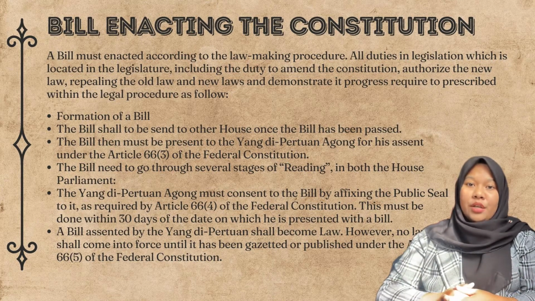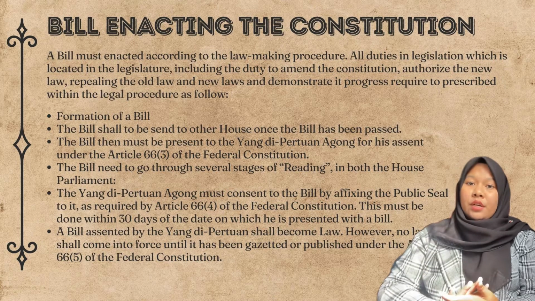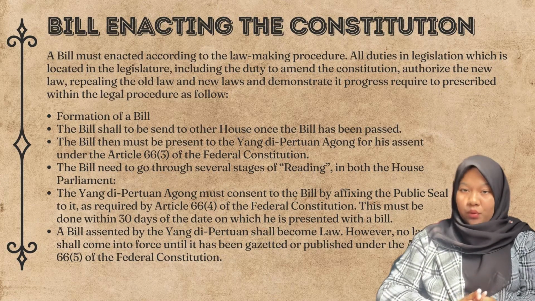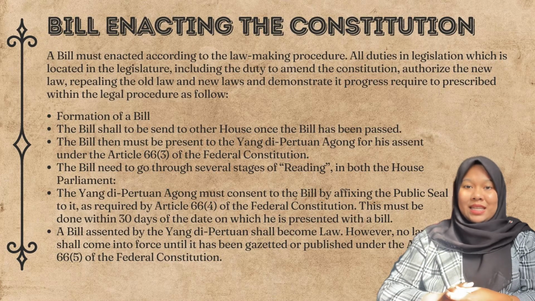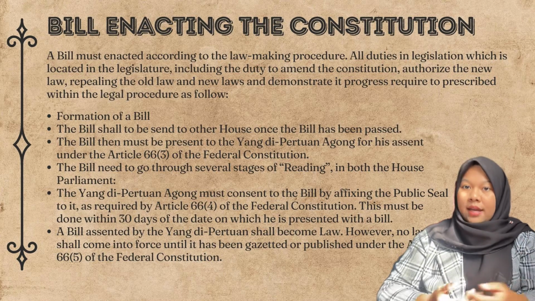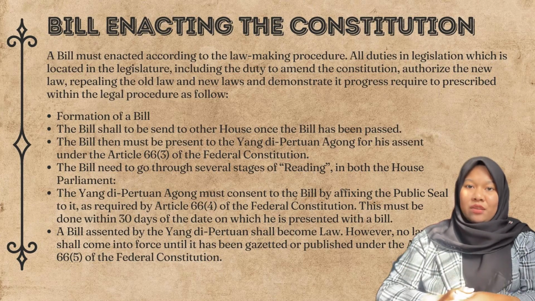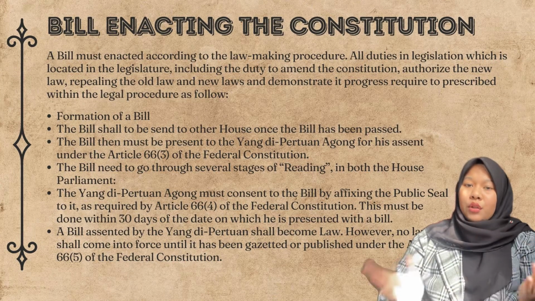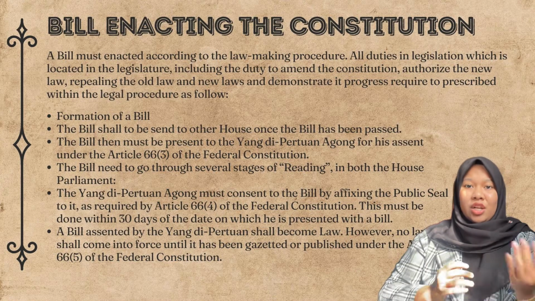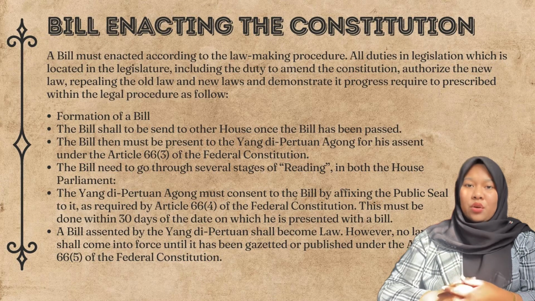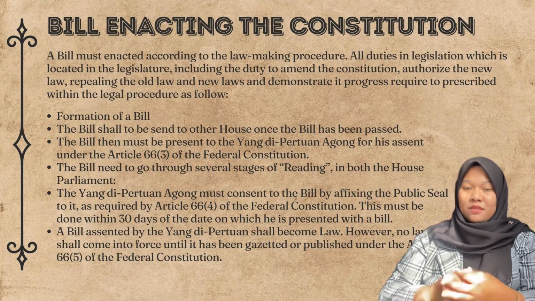Legislative power is allowed in accordance with Article 44 of the Federal Constitution, to the Yang di-Pertuan Agong and two Houses of Parliament, which are the Senate, Dewan Negara, and the House of Representatives, Dewan Rakyat, that play a crucial role in the legislative process. Therefore, a bill must be enacted according to the law-making procedure. All duties in legislation which is located in the legislature, including the duty to amend the constitution, authorize new laws, and repeal old laws, and demonstrate its progress are required to be prescribed within the legal procedure as follows.